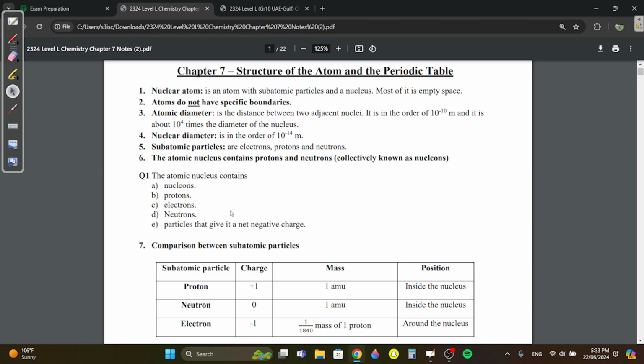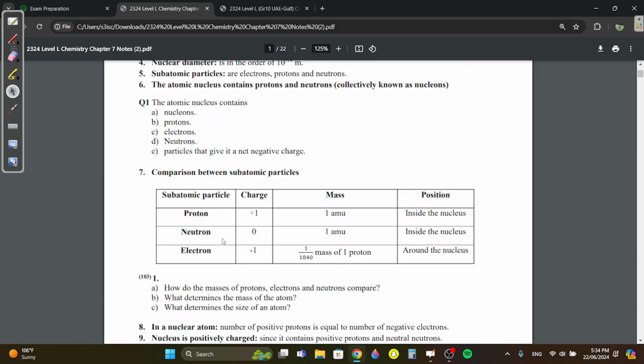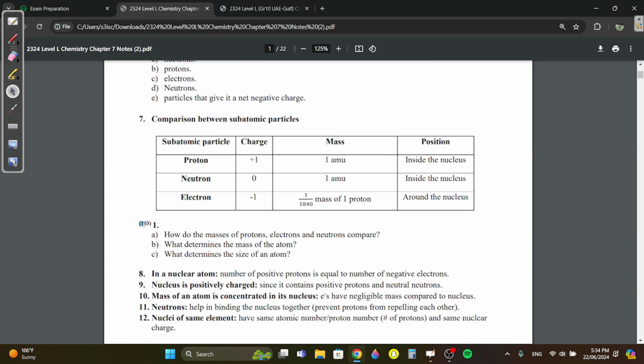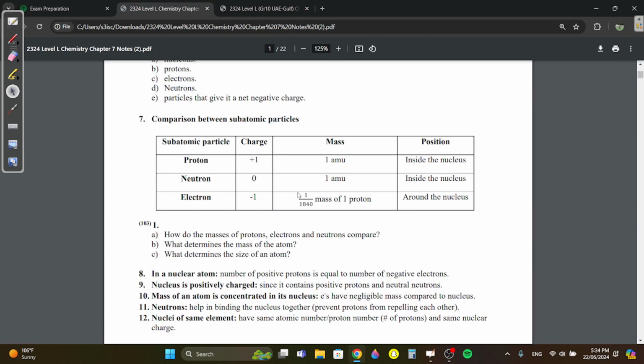Not all the questions in the notes have answers to them. It's the questions that look like this that have a number beside them. Those have an answer. So you just go to the course revision document and you go to question 103 and the answer is right there. Okay, that's how it works.